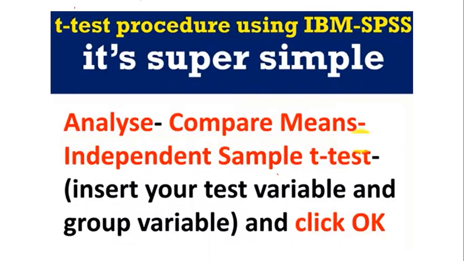Now, after fulfilling all your assumptions, the next stage is: how do you perform the t-test procedure using IBM SPSS? It's super simple. There is no magic in it. There is no cramming in it. Once you continue to do it, you get used to it.